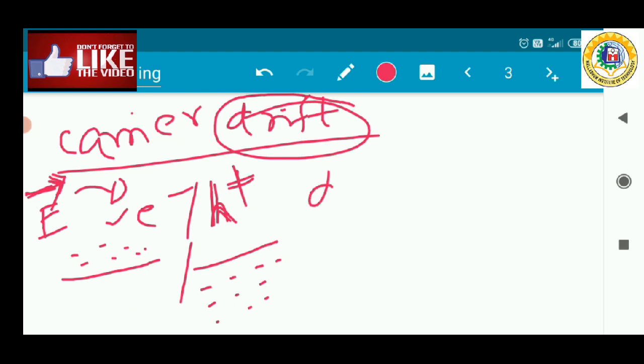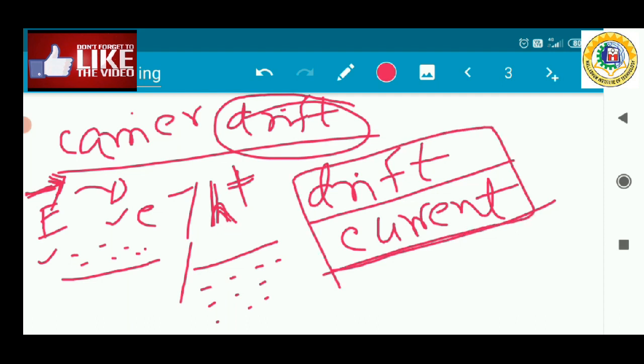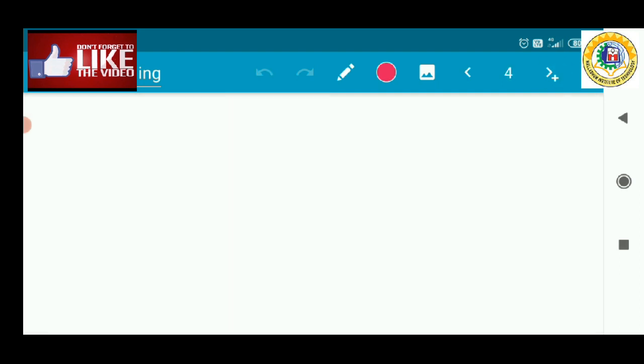So that is the outcome. As the electric field is applied, there is a drift of carriers, so there is a generation of drift current. If the carriers move inside the semiconductor, there is a generation of current, and that current is called the drift current. Okay, now the drift current density.